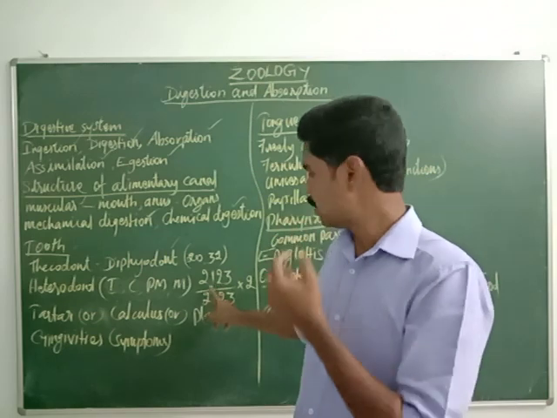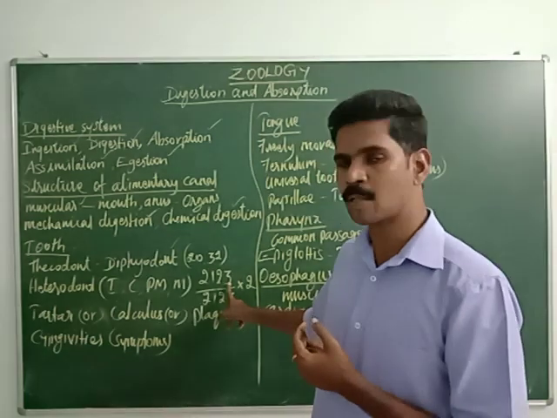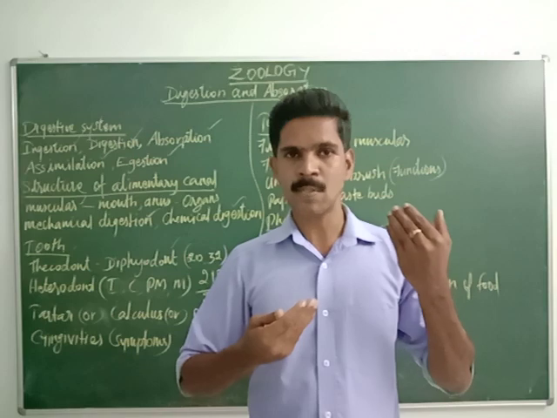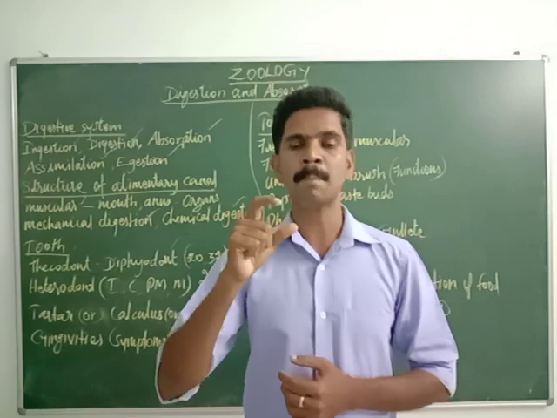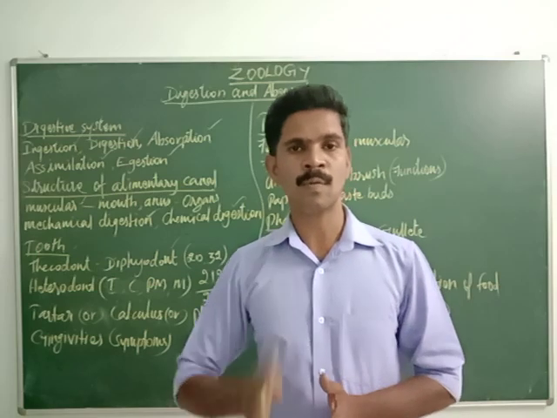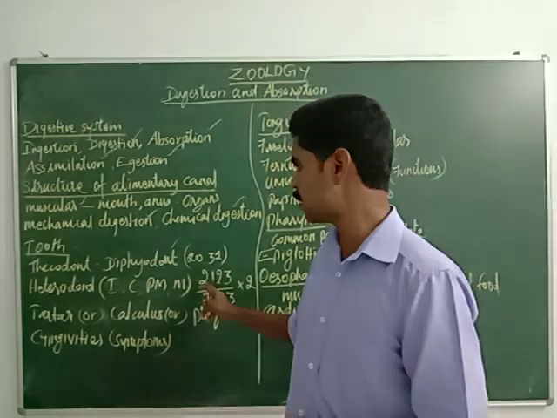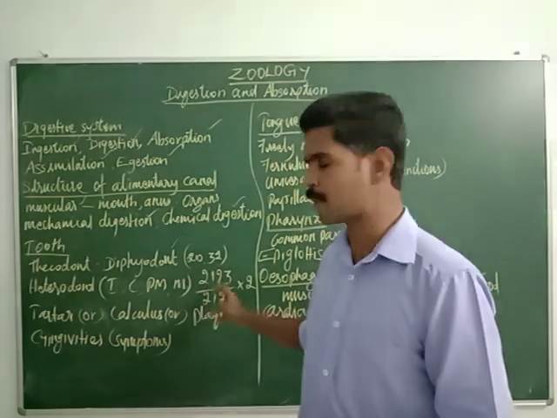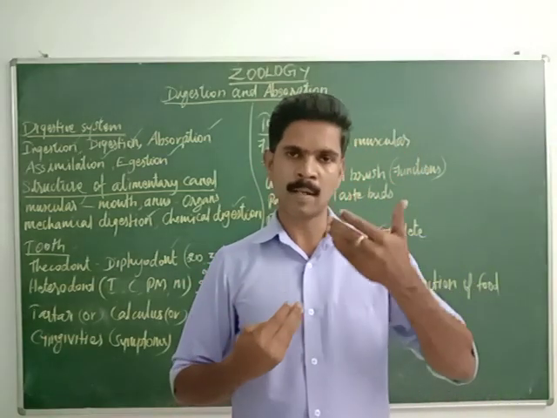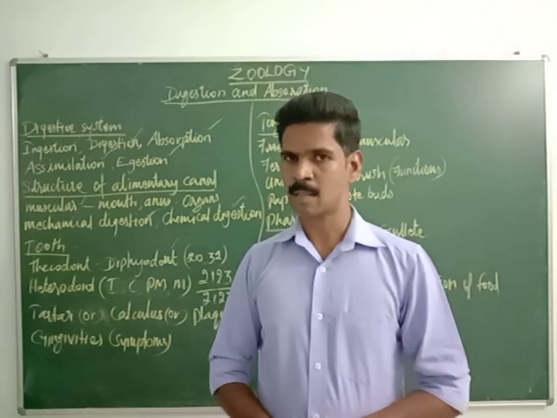So 2 plus 1 plus 2 plus 3 is totally 8. Upside 8 teeth and the next upside also 8 teeth, so the upper jaw consists of 16 teeth. Similarly, the lower jaw also consists of 16 teeth, with the same number of 2 incisors, 1 canine, 2 premolars and 3 molars on each side of the lower jaw. Understand?